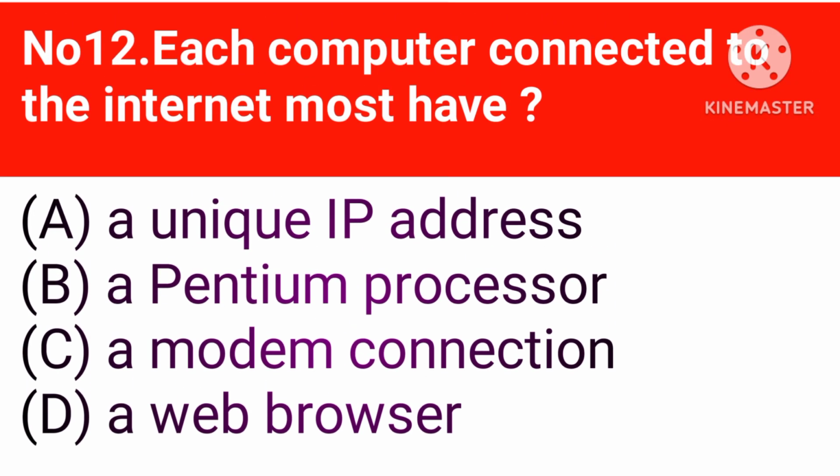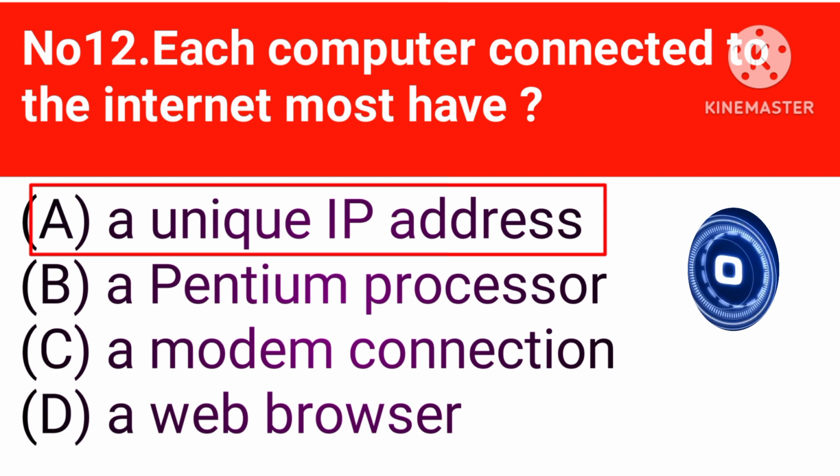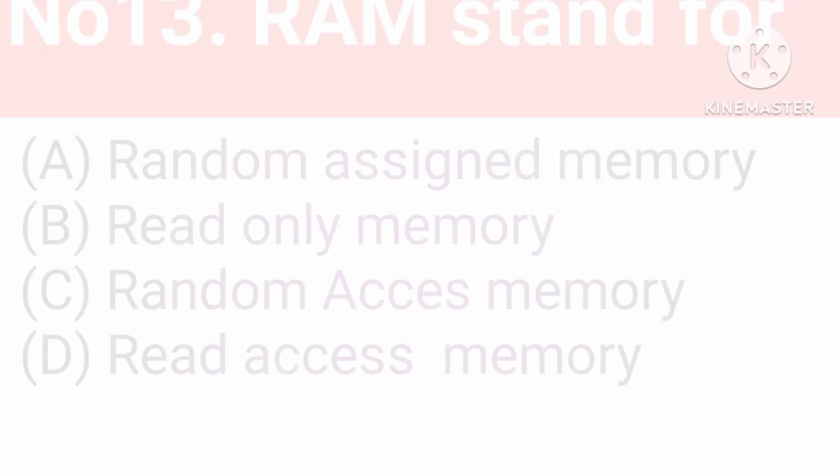Number 12. Each computer connected to the internet must have A. A unique IP address. B. A Pentium processor. C. A modem connection. D. A web browser. Right answer is option A. A unique IP address.